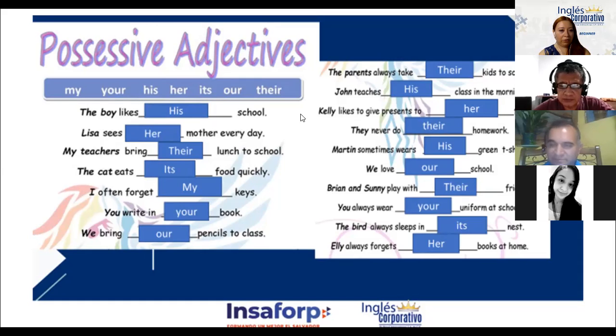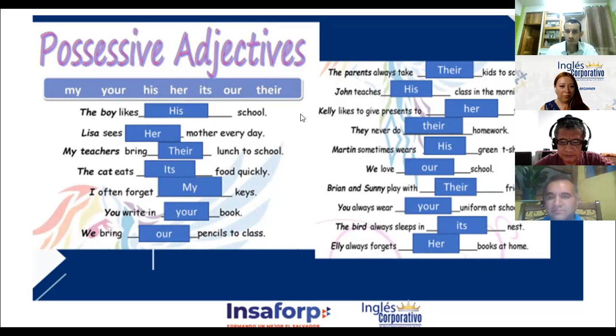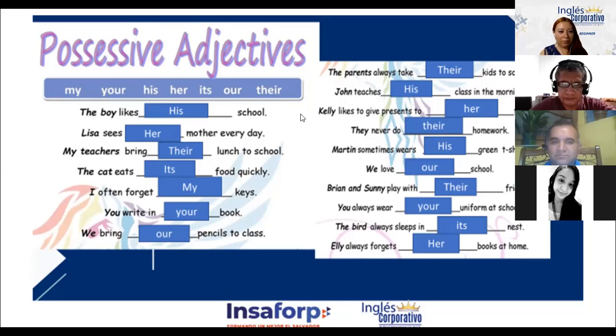One more. ¿Alguien que todavía no haya participado? ¿Ya todos participaron? Ahora es el momento de iniciar. ¿Quién me dijo yo, por favor? Zaida. Zaida, thank you. Last one, please, Zaida. Ellie always forgets her books at home. What is the possessive adjective, Zaida? Her. Exactly. Correct. Thank you, everyone.